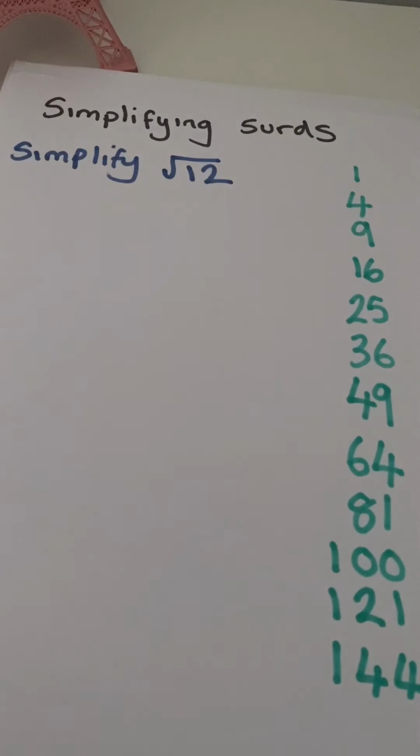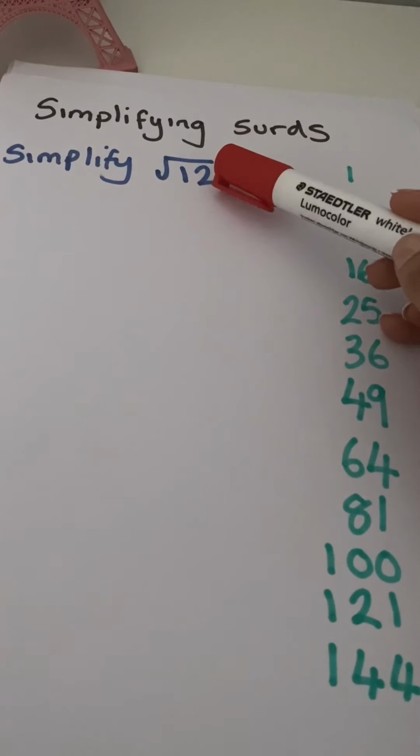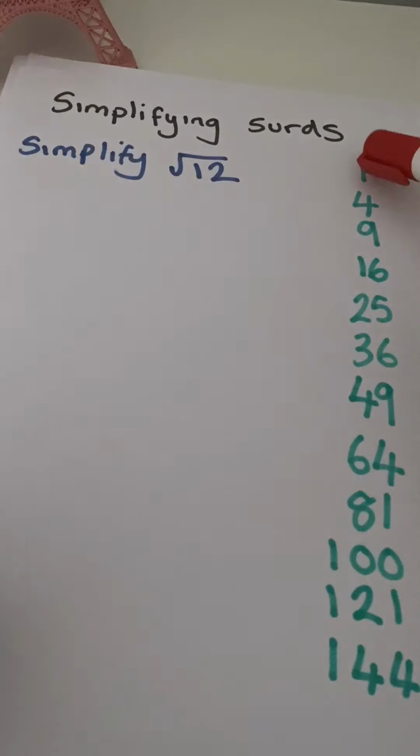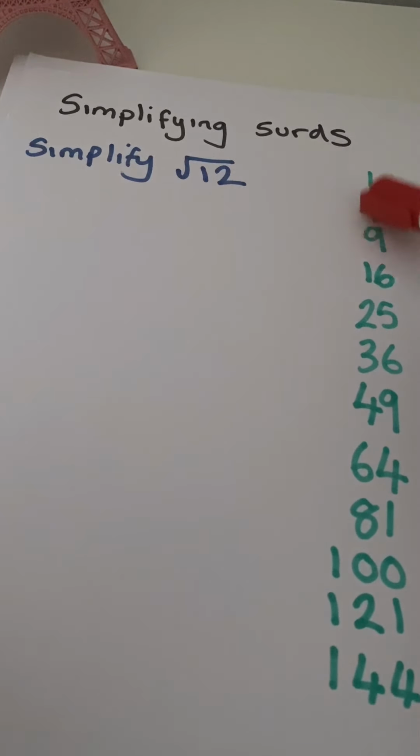So I want to simplify the square root of 12. And in order to simplify the square root of 12, you need to find out what the biggest square number is that can be divided into that number that's inside the square root. So what's the biggest square number that can be divided into 12? So work your way through them.